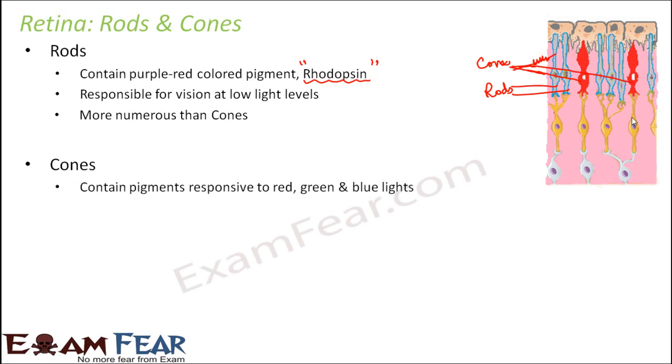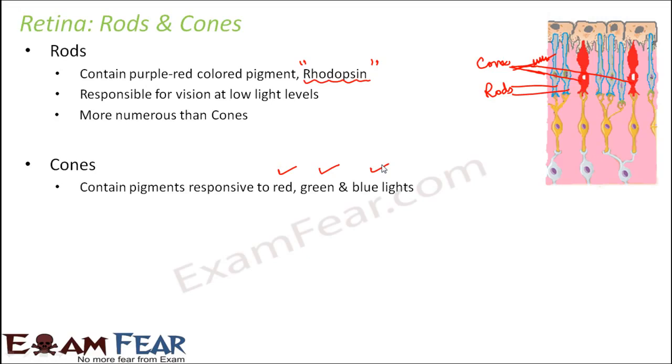Whereas cones contain pigments which are responsive to red, green and blue lights. So basically these cones have pigments which are responsive to bright lights. So color distinction is done by cones. Now you would have observed that when you see objects in very dim light, you do not get to see the different colors separately.